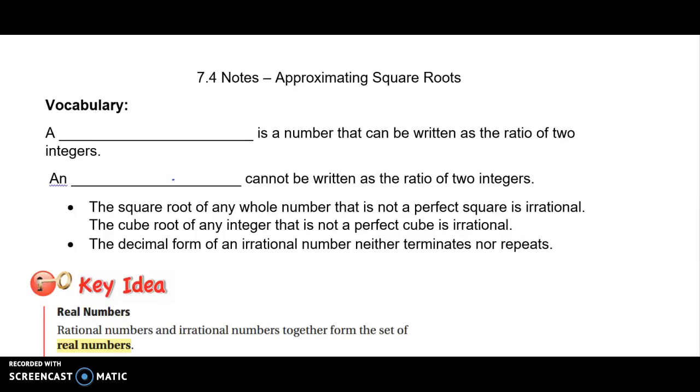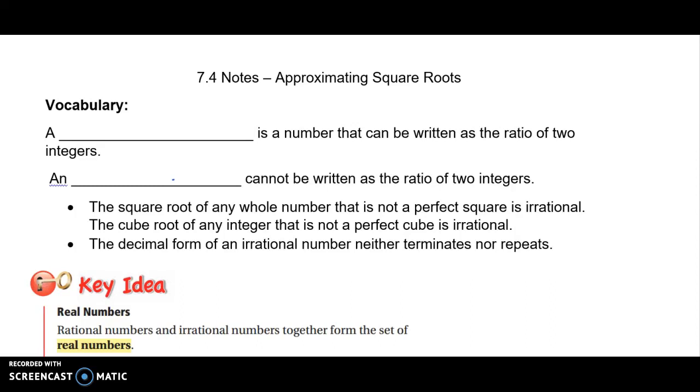Hi, pre-algebra students. So today we're going to complete notes on section 7.4, approximating square roots. Before we do that, we're going to start off with our key idea, which is understanding the set of real numbers. So we'll start off with some vocabulary.